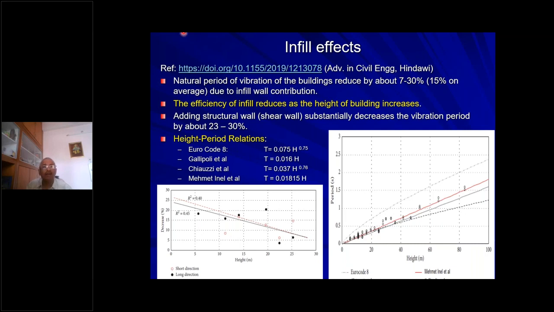Similarly, this publication reviews certain height-period relations. There are different height-period relations used by different people or different codes of practice, etc. That indicates there is still a lot of study required in this particular area. What should be the exact value of the height-period relationships? It requires extensive data and extensive study actually.